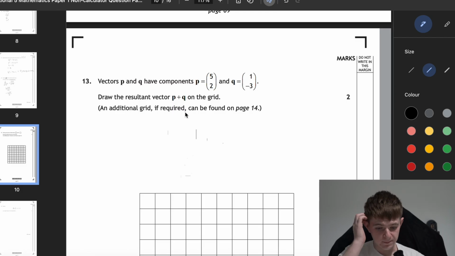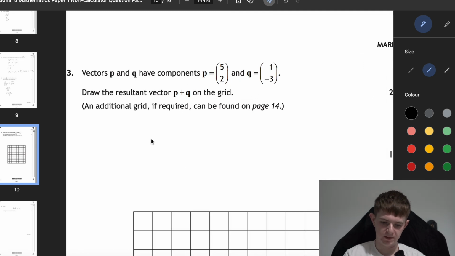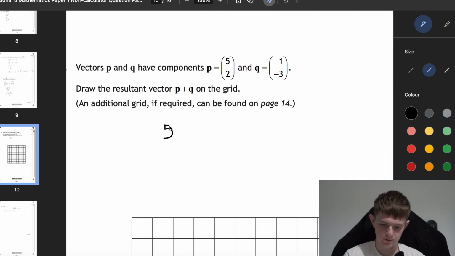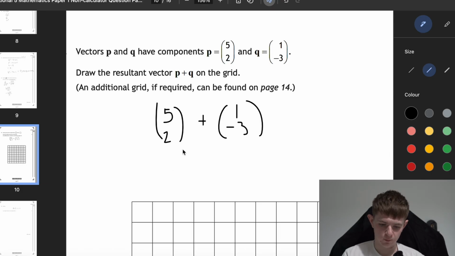Bosh. We've got P add Q. We need to figure out P add Q first, right? We've been given the value of P, we've been given the value of Q. The value of P is 5, 2, sorry, that add the value of Q, which is 1, negative 3. It's as simple as just adding the tops, adding the bottoms. So 5 add 1, 6. 2 take away 3 is negative 1.